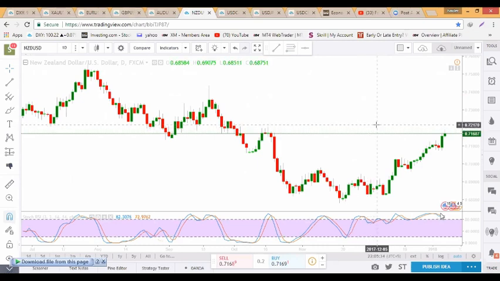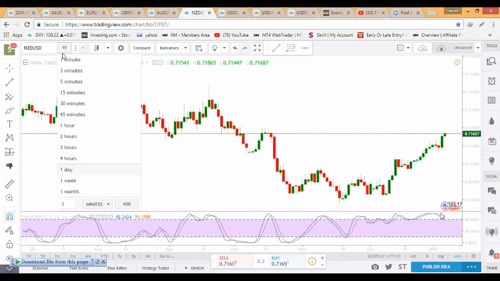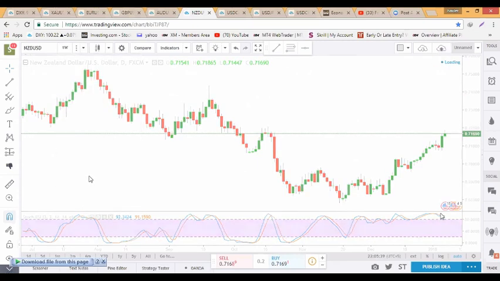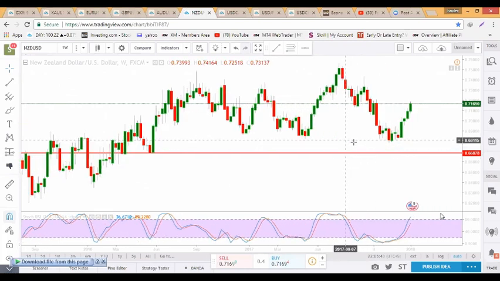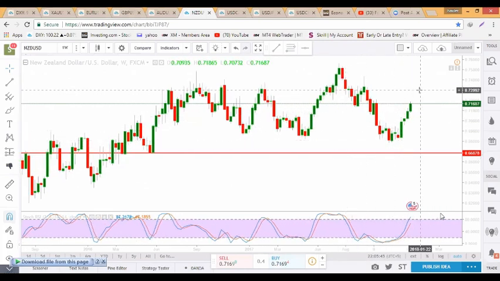Sure. And I would also like to share the weekly chart of New Zealand dollar. Here you can see if we look at the New Zealand dollar in the weekly chart, it's such a strong uptrend, really, really strong, and it may go really high.